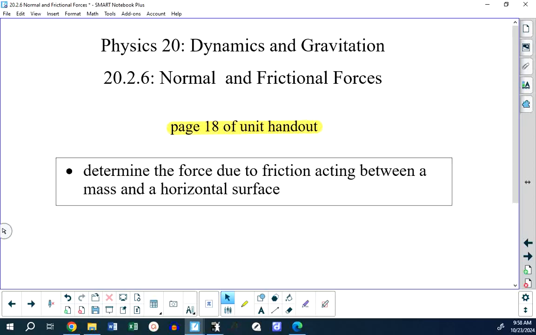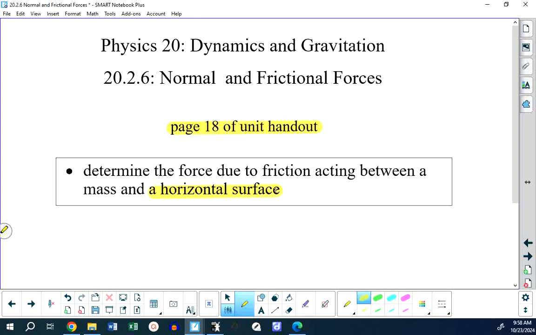We're looking today at mainly frictional forces, but in order to understand them, we have to review what we've already learned about normal forces. And then we're going to be determining the force of friction acting between a mass and a horizontal surface, or solving problems involving that. And the key phrase in this lesson is horizontal surface. If I have an object on a horizontal surface, there's an amount of friction there.